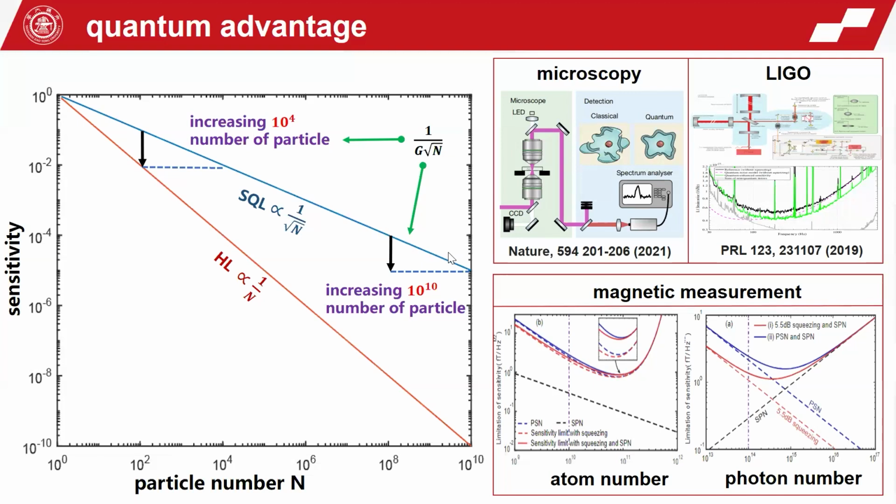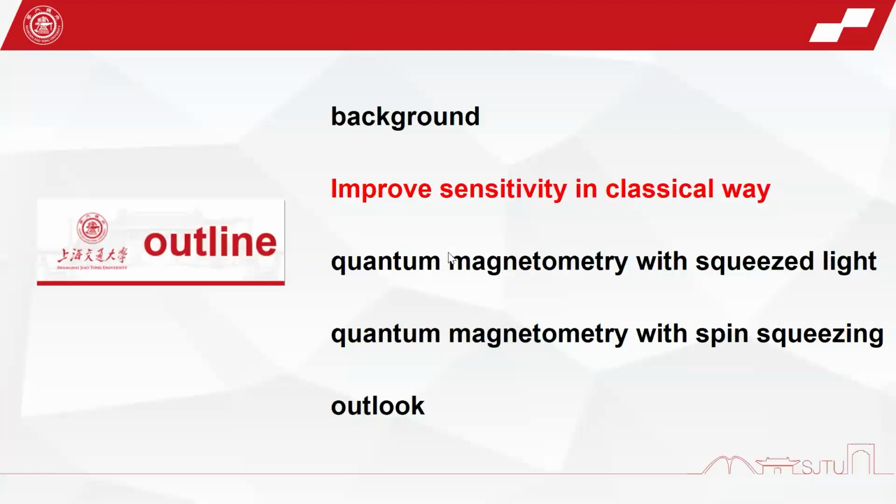So sooner or later, if we meet the back action limit or the damage threshold, we will need to have quantum technology. But also, as I said, to use quantum technology at very low particle number, with very bad sensitivity, is not necessary. We can just increase the particle number. So to have a real advantage, we will need very good cooperation between classical technology and quantum technology. So the first thing we do is to improve the sensitivity in a classical way.